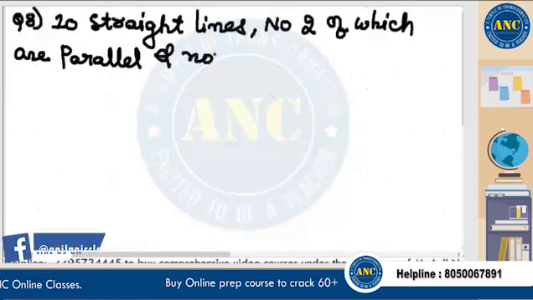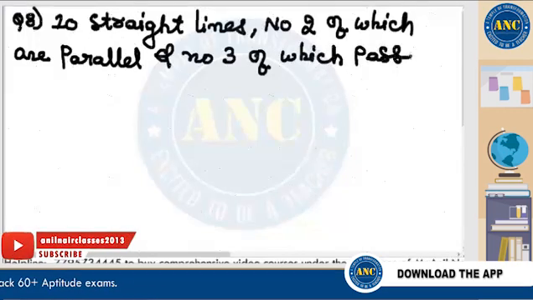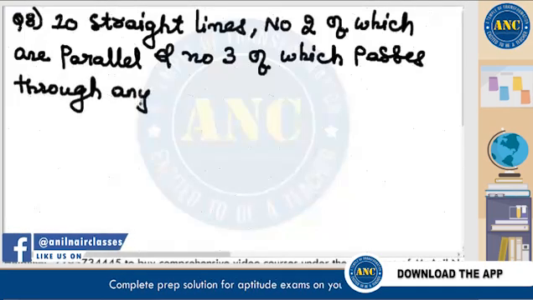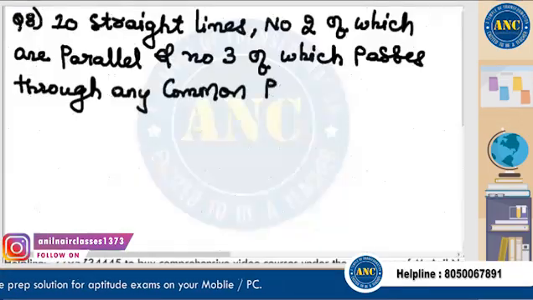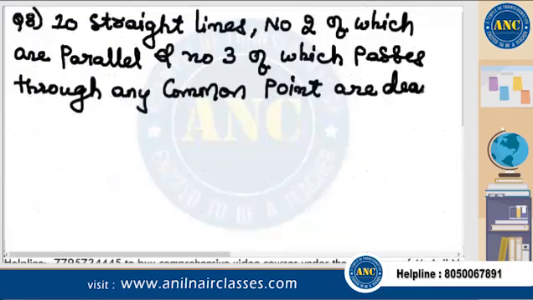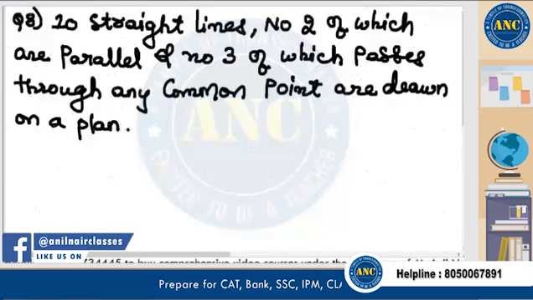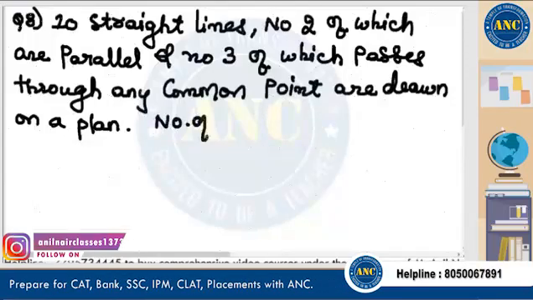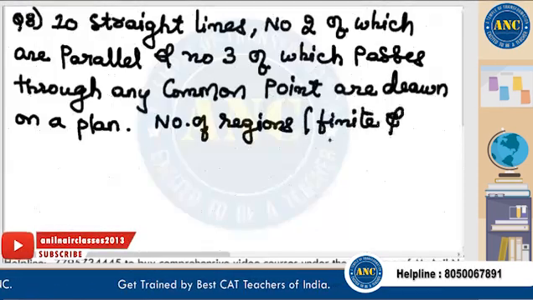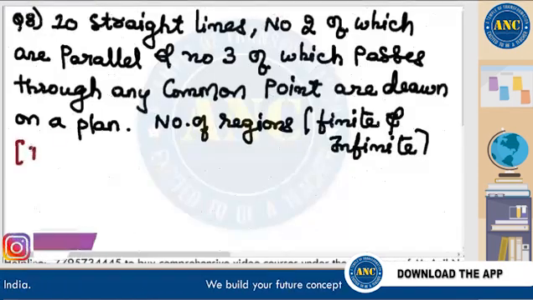No 2 of which are parallel and no 3 of which pass through any common point. Toughest CAT question made easy. There is a way to prepare. Please prepare. Are drawn on a plane. Number of regions, finite or infinite. Tough question. In fact, the student who is preparing for CAT has asked this question because it is lifted from IIFT.